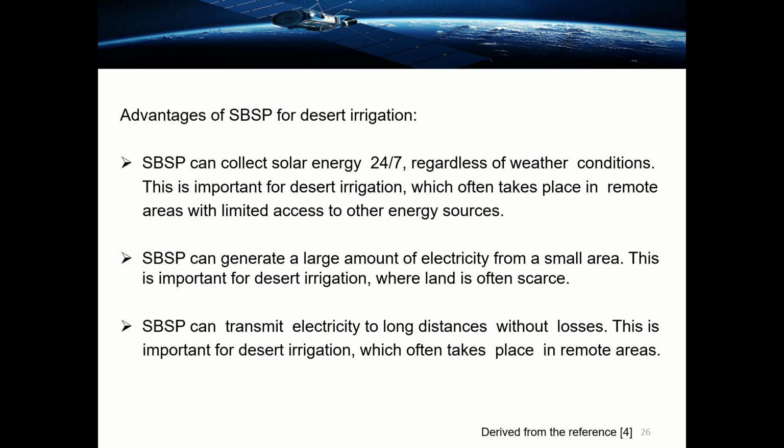Space-based solar power can generate a large amount of electricity from a small area. This is important for desert irrigation, where land is often scarce. Space-based solar power can transmit electricity over long distances without losses. This is important for desert irrigation, which often takes place in remote areas. In essence, space-based solar power has the potential to revolutionize desert agriculture, promote environmental sustainability, and enhance the quality of life in arid areas, offering a model for sustainable energy solutions worldwide.